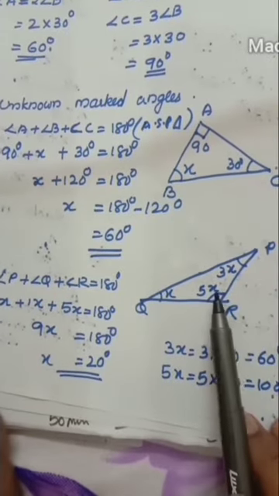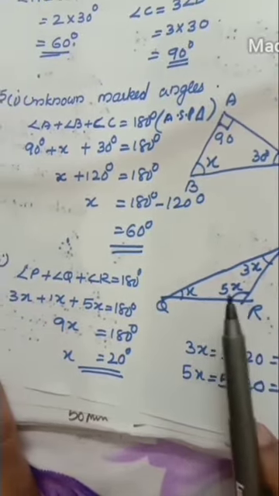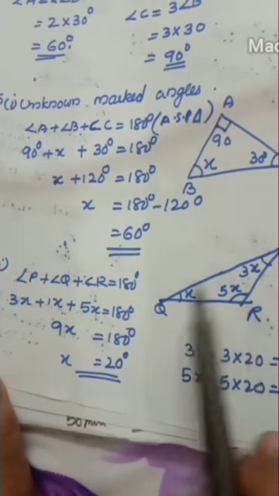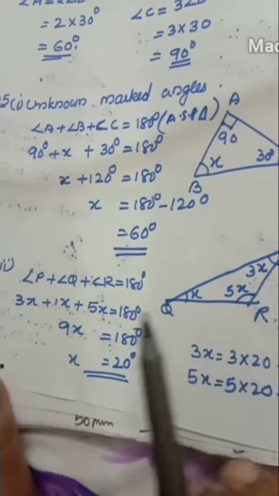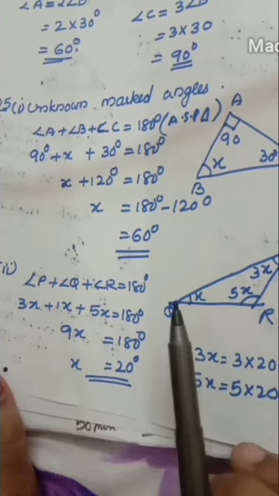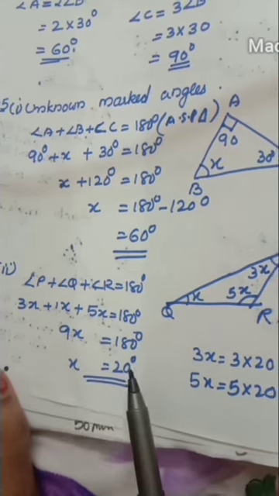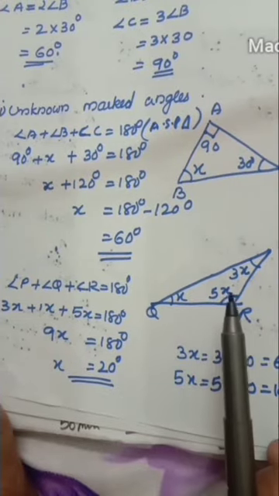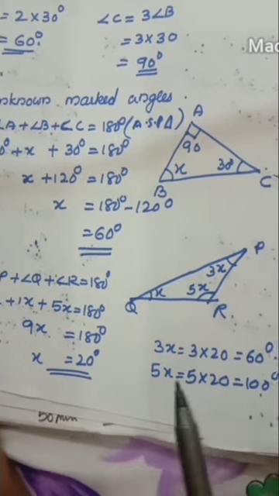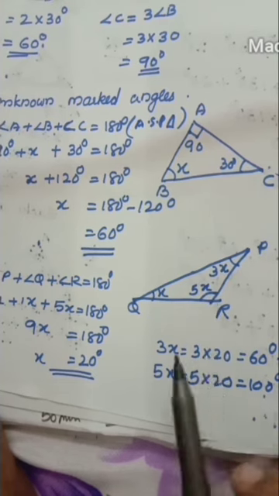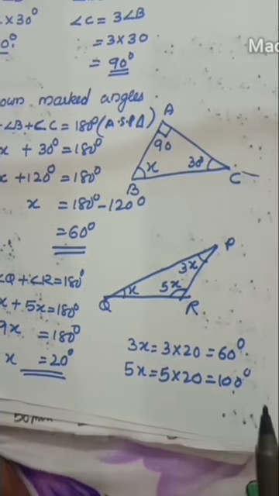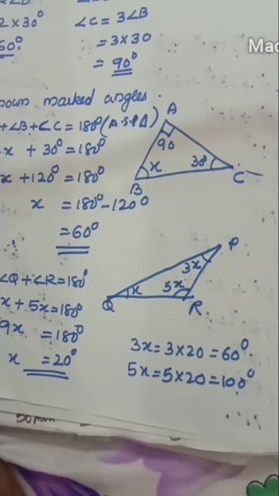Second, also unknown variable x only, you have to find out each angle. Same procedure, you have to add it. 5x plus 3x plus x, how many x are there? 9x. Cancel, you will get x equal to 20. After that you have to give x as 20. 5x equal to 5 into 20, 3x equal to 3 into 20. You will get 60 and 100 degree.